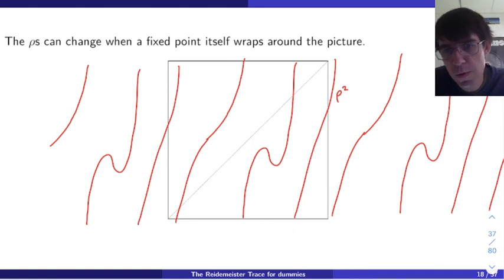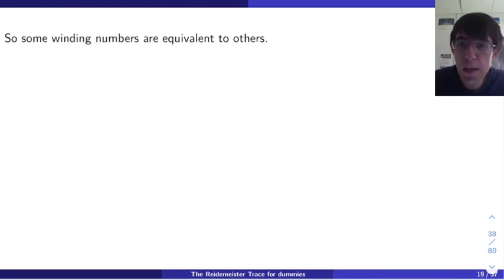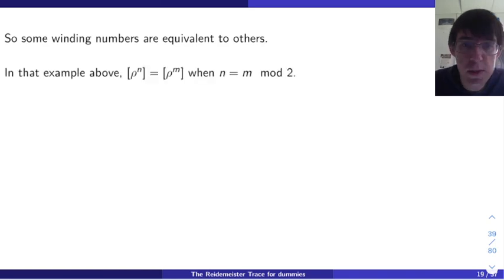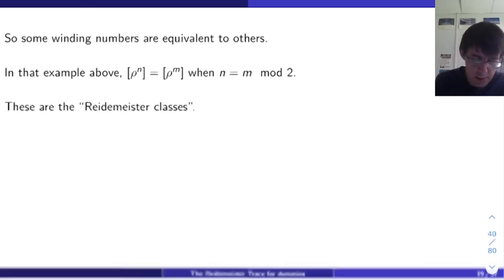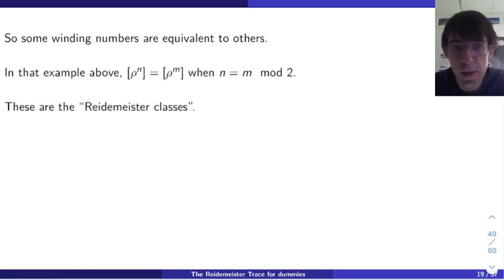So this is the case in which this rho can actually change when you move the picture. If the fixed point leaves one side of the picture and comes back, if the fixed point itself wraps around the picture, then that class will change. Now, fortunately for us, this type of change is very predictable. It is a fact that some of these winding numbers are equivalent to other ones. And in that example that I just did, you can work this out. Rho to the n is equivalent to rho to the m. I'm using these brackets as equivalence classes. They're equivalent when those two numbers are equal mod 2. These are called the Reidemeister classes because there's an equivalence class for them.